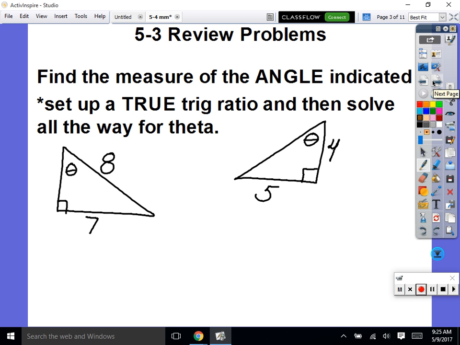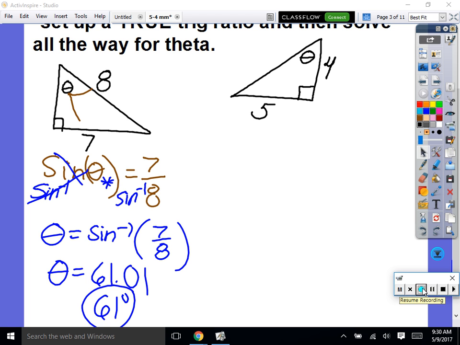Now notice, find the measure of the angle indicated. So this is the one where we go all the way. You find theta. Remember, how we do these ones is we set up a true statement and then solve for theta. You got to go all the way. Ready, go. Set up a true trig ratio. It's not always sine. You got to set up a true one or you'll be wrong.